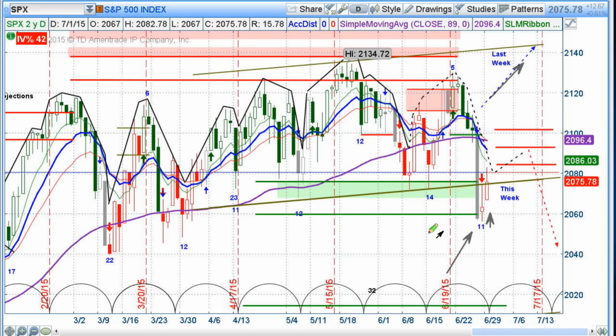This is only 11 days. We've had 11 and 12-day bottoms in here, but also had some 14. So we could roll over and fall hard here in the next couple of days and then bottom, or that is the bottom.